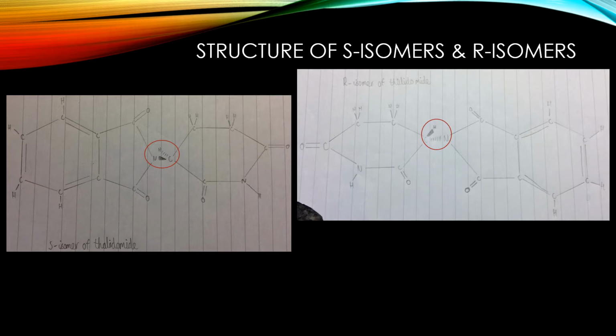This is because the S isomer located on the left has the carbon-nitrogen bond shown as if it was positioned outside the dimensions of the paper, while the carbon-hydrogen bond is shown as if it was positioned inside the dimensions of the paper. The exact opposite can be seen from the R isomer located on the right, where the carbon-nitrogen bond is shown as if it was positioned inside the dimensions of the paper, and the carbon-hydrogen bond is shown as if it was positioned outside the dimensions of the paper.